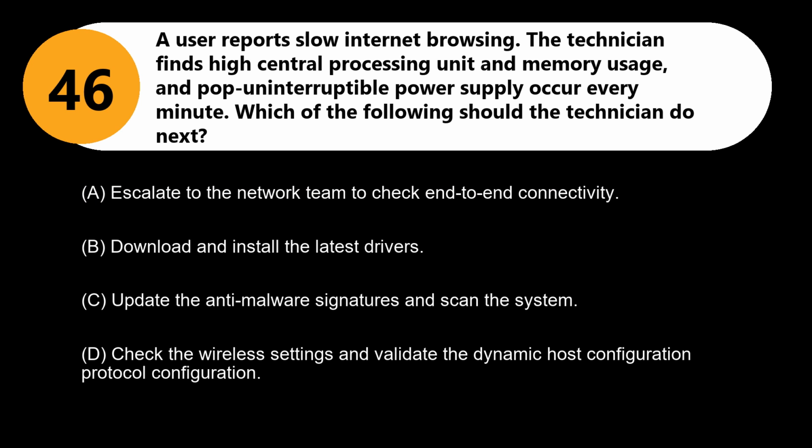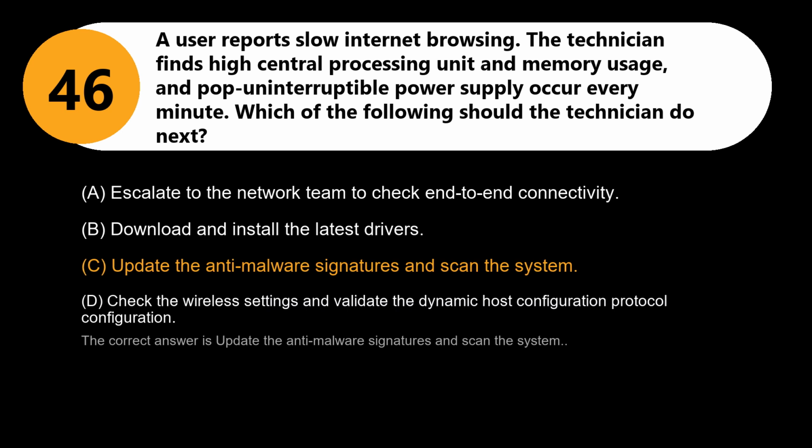Question 46. A user reports slow internet browsing. The technician finds high central processing unit and memory usage, and pop-ups occur every minute. Which of the following should the technician do next? Option A, escalate to the network team to check end-to-end connectivity. Option B, download and install the latest drivers. Option C, update the anti-malware signatures and scan the system. Option D, check the wireless settings and validate the dynamic host configuration protocol configuration. The correct answer is option C, update the anti-malware signatures and scan the system.